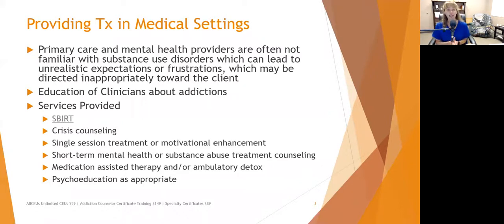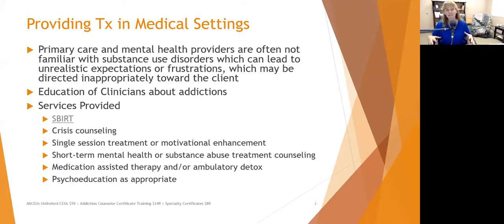There are a lot of substances that are very safe for ambulatory detox, and that is when the client comes in maybe once a day to have their vitals checked and everything, but they're sleeping at home and they're staying at home instead of being in a detox hospital, so to speak. And we can provide psychoeducation in medical and mental health settings.